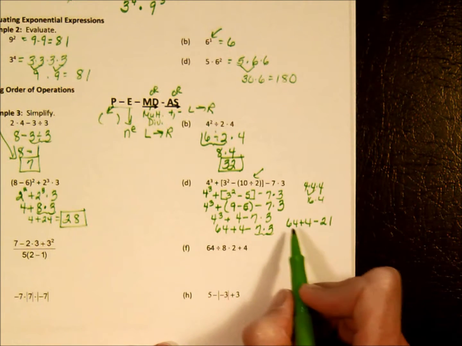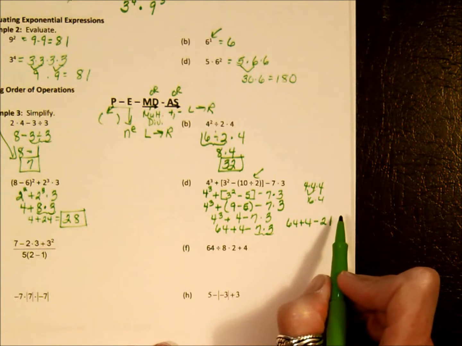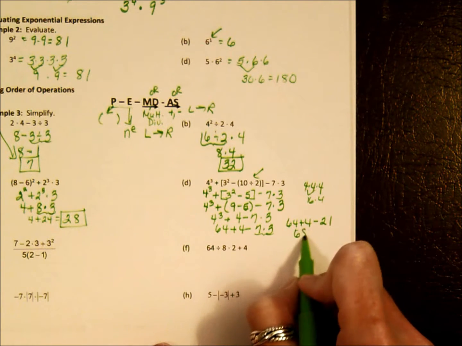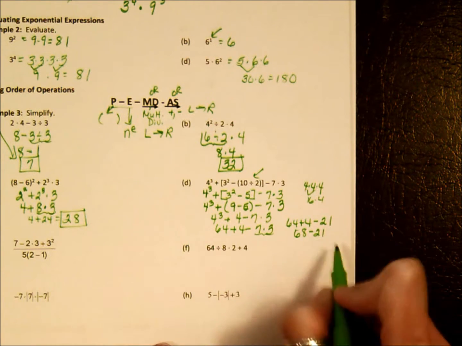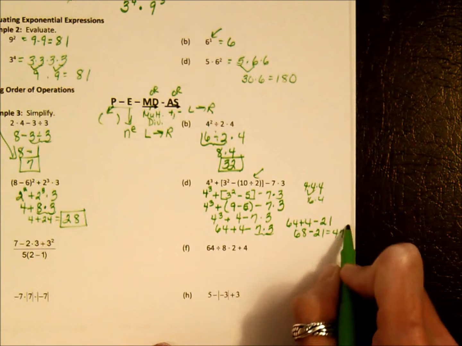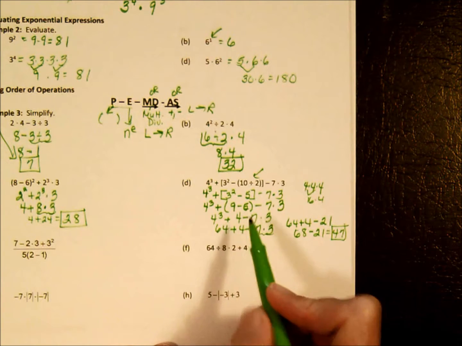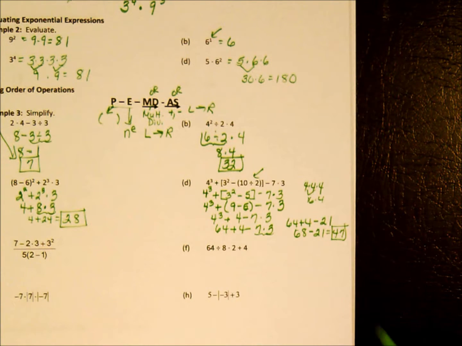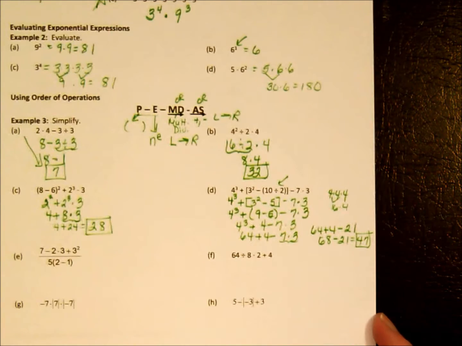Now we do add and subtract working left to right. 64 plus 4, 68 minus 21 is 47, and it required that I wrote 1, 2, 3, 4, 5, 6 lines to keep from making a careless mistake.